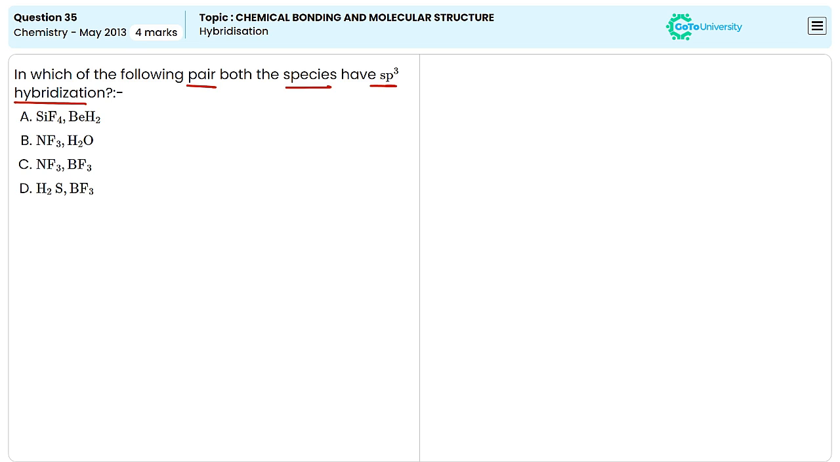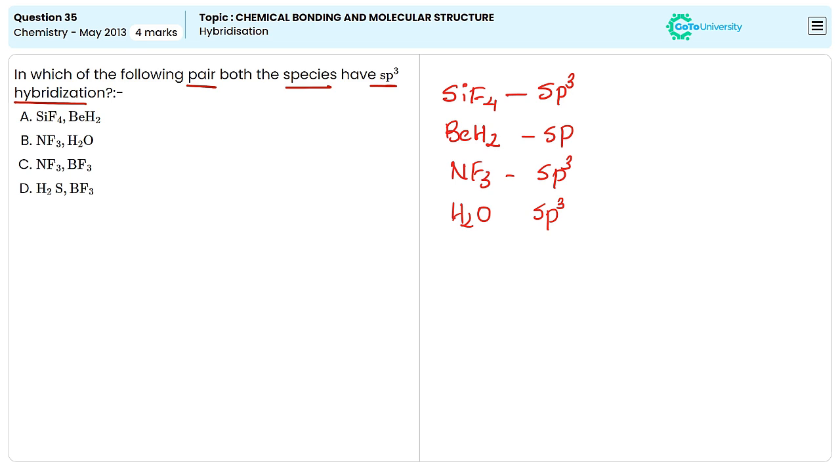The first one is silicon tetrafluoride, SiF4, which has sp3 hybridization. The second one is beryllium dihydride, that is BeH2, with sp hybridization. The third one is NF3, and the fourth one is water. Both of them have sp3 hybridization. The next molecule is BF3, which has sp2 hybridization. The next one is H2S with sp3 hybridization.